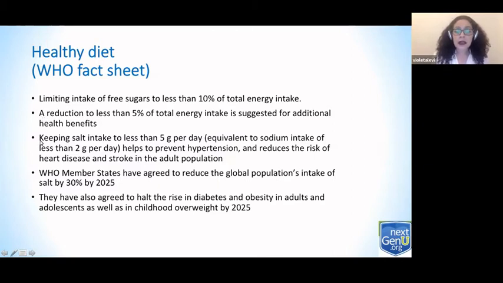Keeping salt intake to less than 5 grams per day, equivalent to sodium intake of less than 2 grams per day, helps to prevent hypertension and reduces the risk of heart disease and stroke in the adult population. The WHO member states have agreed to reduce the global population's intake of salt by 30% by 2025. And they have also agreed to halt the rise in diabetes and obesity in adults and adolescents, as well as in childhood overweight, by 2025. We hope we can make it.